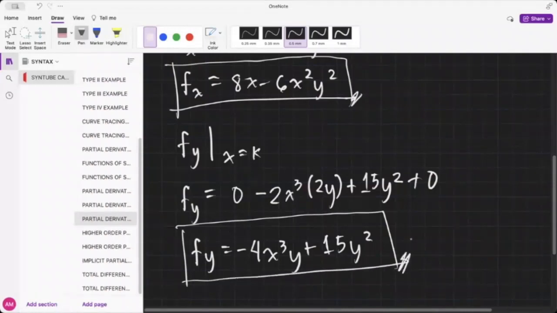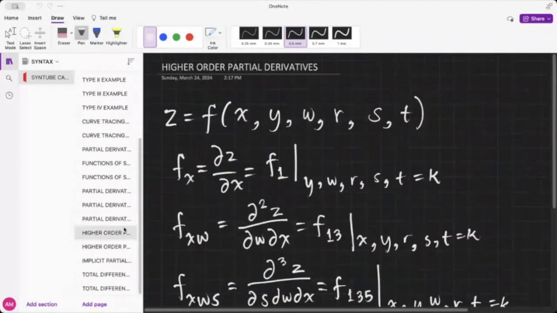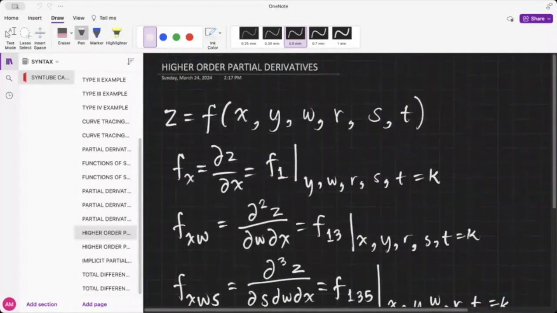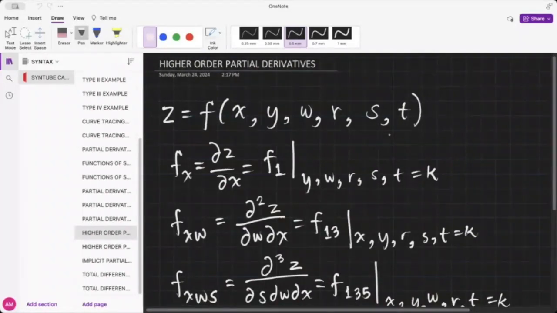Now we move on to higher order partial derivatives. So again, this is variable 1, variable 2, variable 3, variable 4, variable 5, and variable 6. Just recall yung higher order derivatives before. Pero ito kasi, baka malito kayo. Yung challenge dito, I think, is more on yung notation talaga, and yung concept ng partial derivatives.